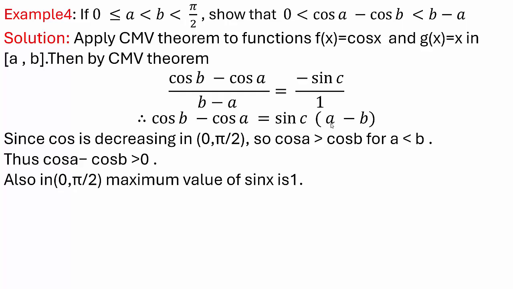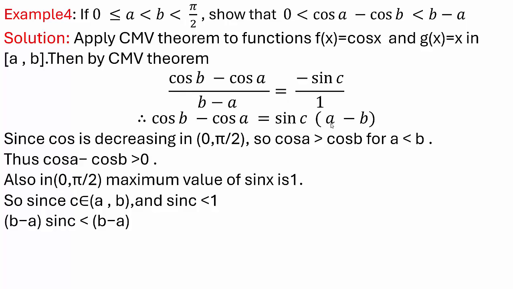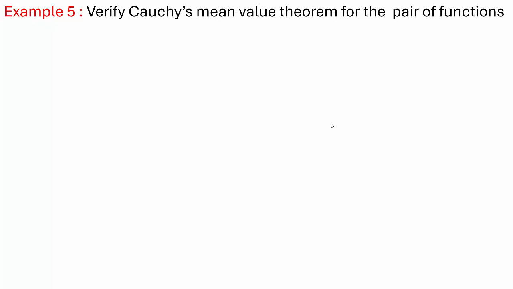Also in 0 to pi by 2, the maximum value of sin x is 1. So, since c belongs to (a, b) and sin c is less than 1, we have (b minus a) times sin c is less than b minus a. Thus, 0 is less than cos a minus cos b, which is less than b minus a, which is the required result.